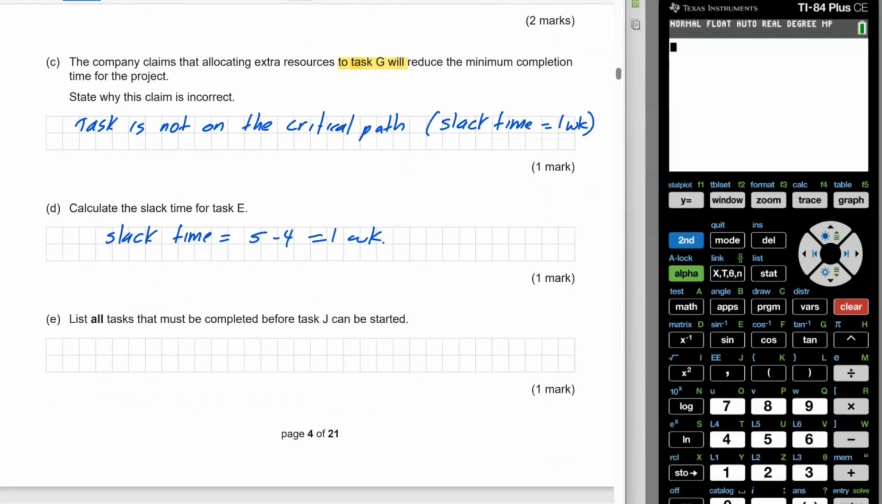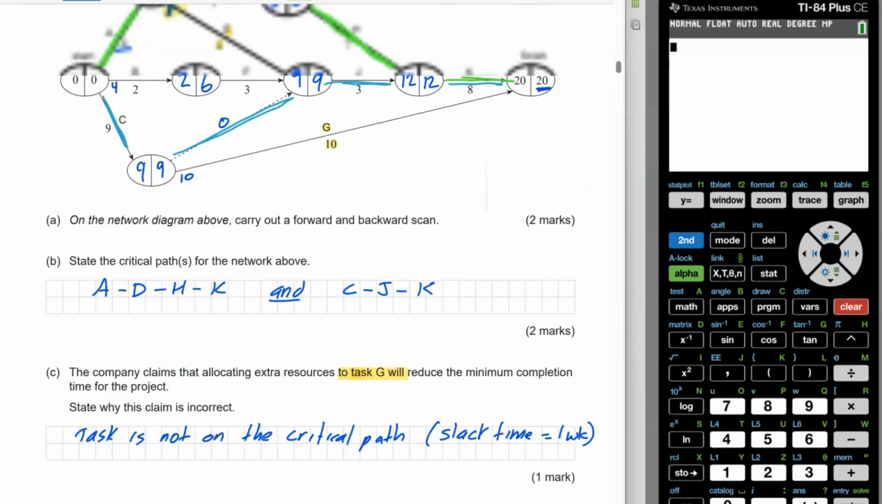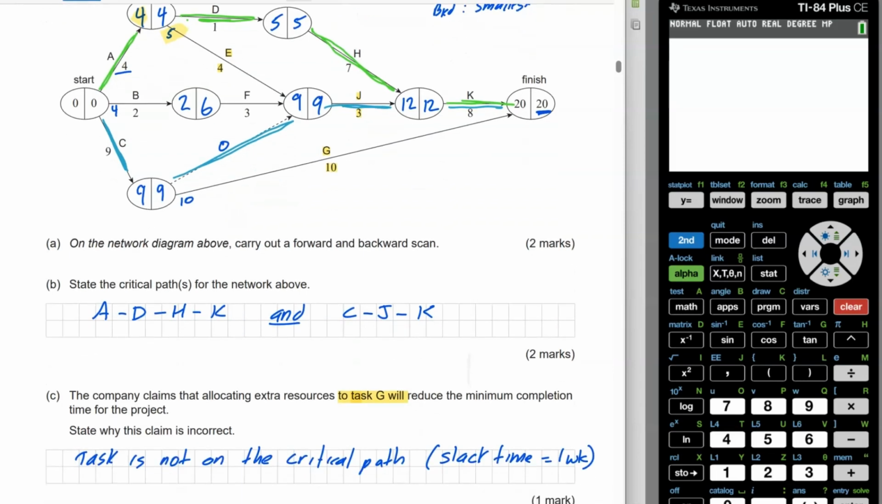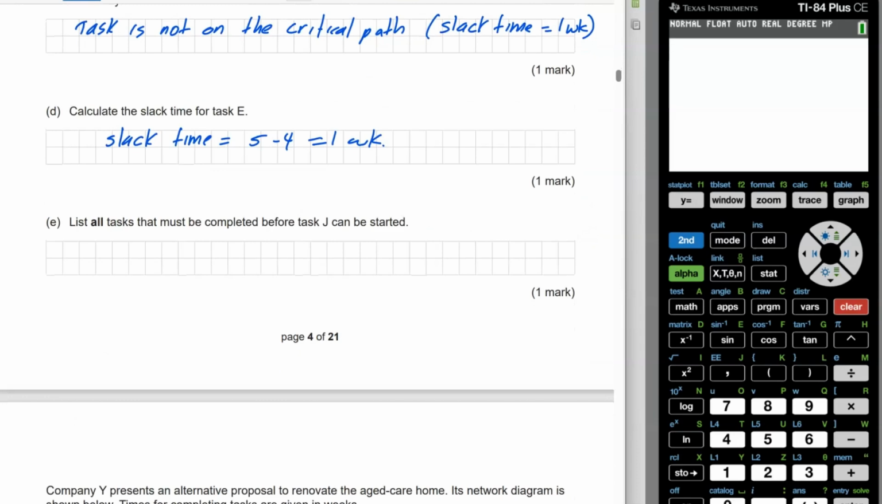List all the tasks that must be completed before task J can start. So J is in here. And we need to consider every single path coming in here. So you can see we've got all A, B, and C have a path leading to J, and then E and F, and the dummy link as well. So we're going to come down here and we're going to say those A, B, and C that are at the start, and then E and F all need to be done before J can be started.